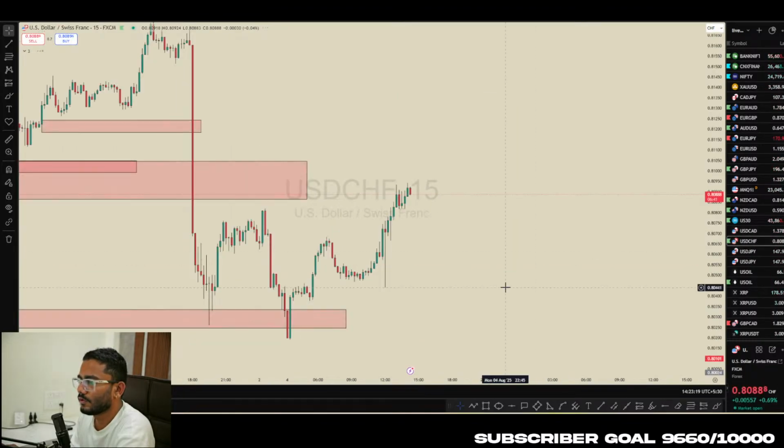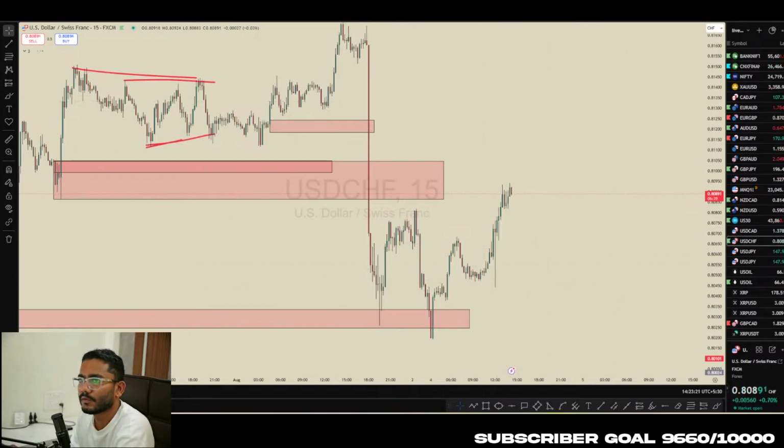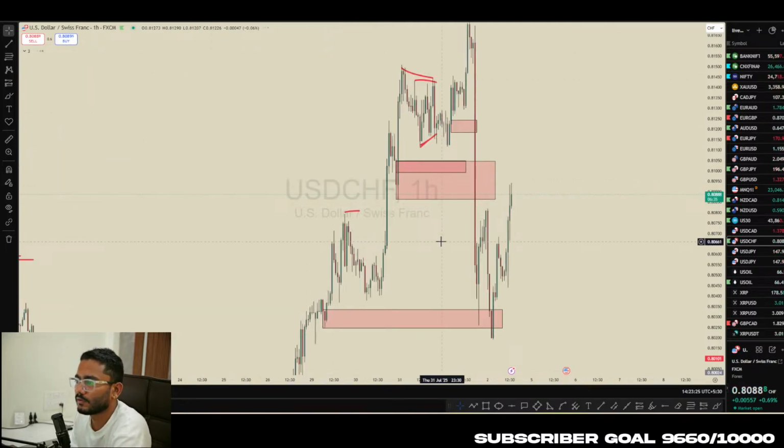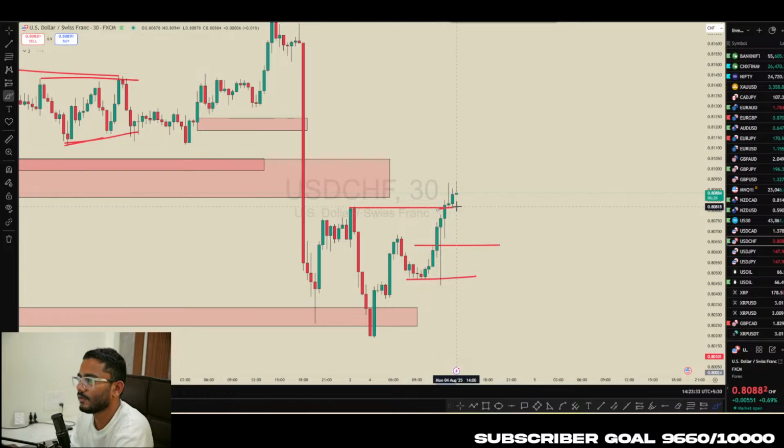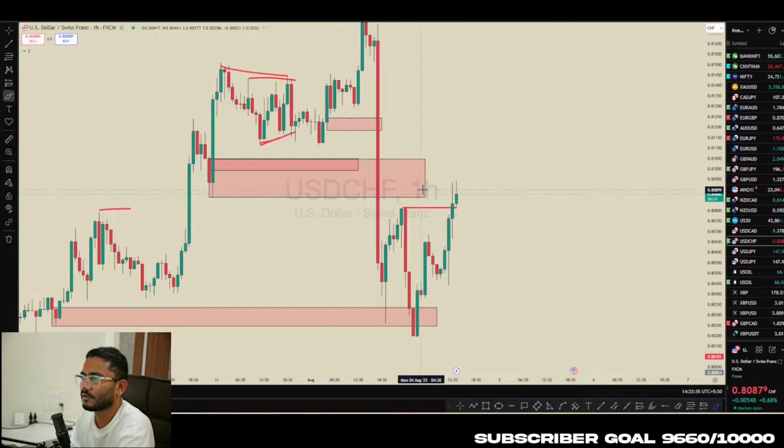See USD CHF, also price swept the liquidity here, broke the previous structure, sweeping this liquidity, creating this order block in 30 minutes.